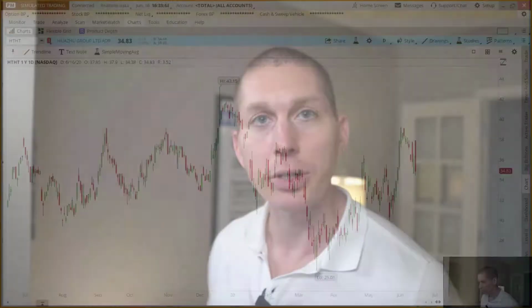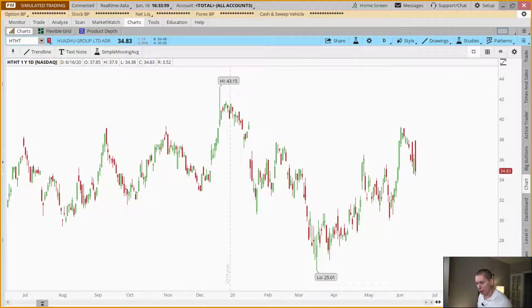I'm going to show you the best options trade that you could put on in your Robinhood account that you could do today and can easily turn into 100%. So let's take a look at the chart here. Right now we're just taking a look at a basic chart.